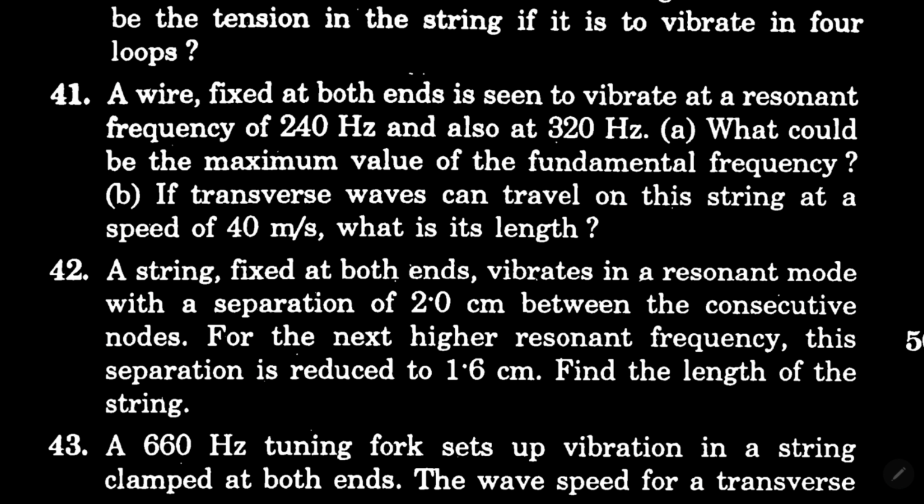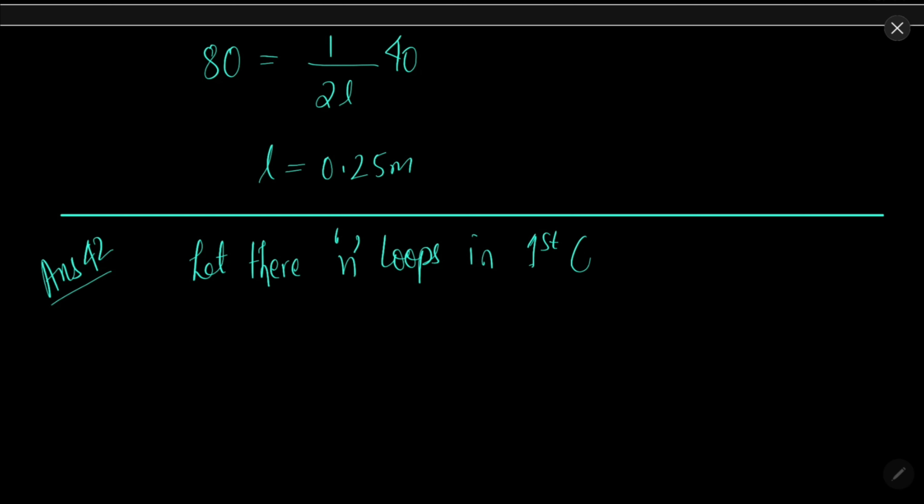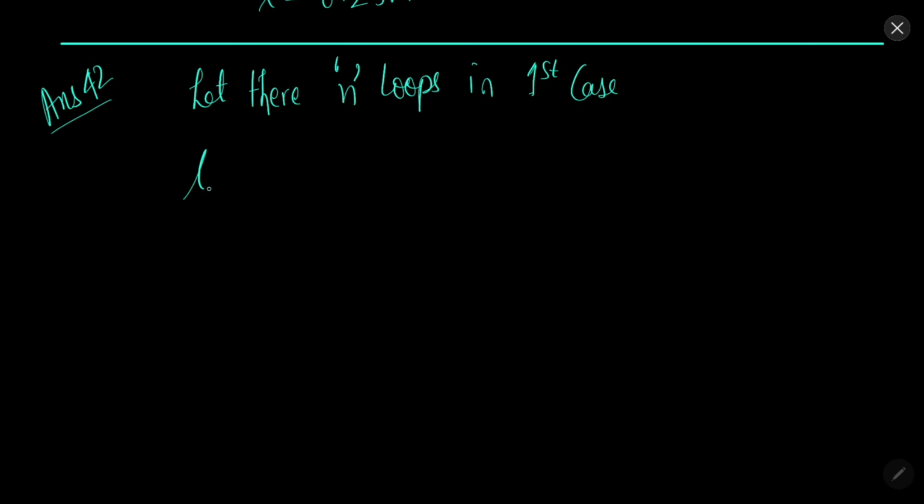In question 42, a string fixed at both ends is there. We need to find the length of the string. Solution 42. So let there be n loops in first case. So length of the wire will be n lambda 1 over 2. So lambda 1 will be 2 into 2, 4 centimeter.